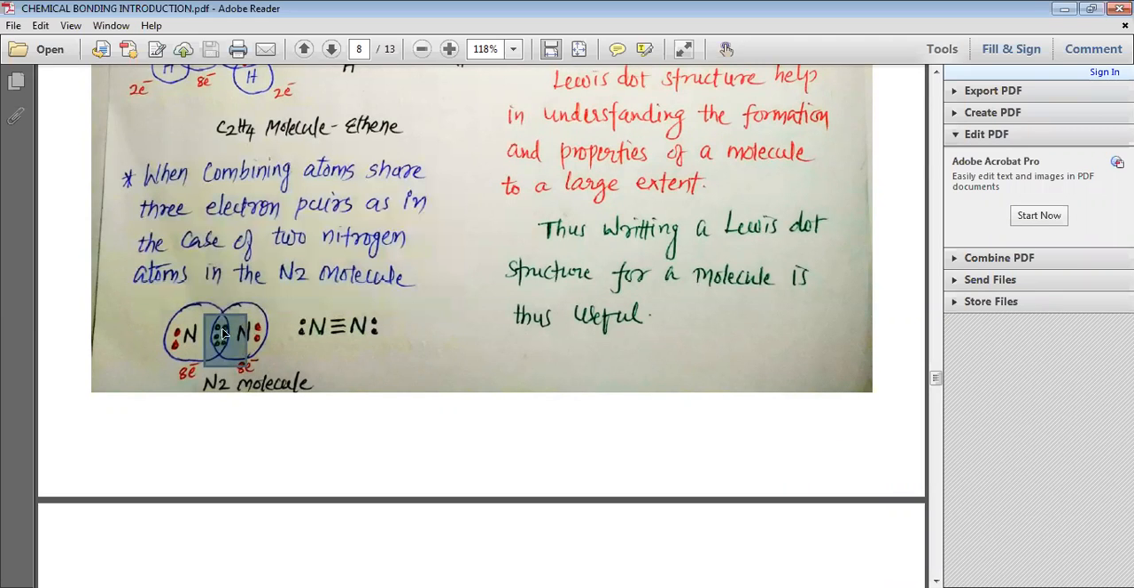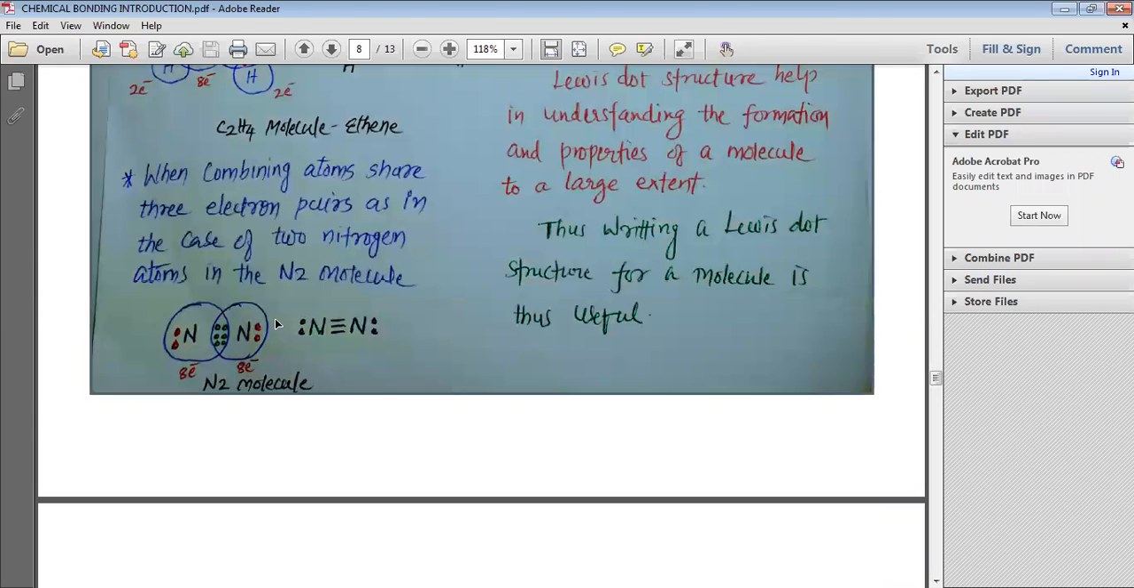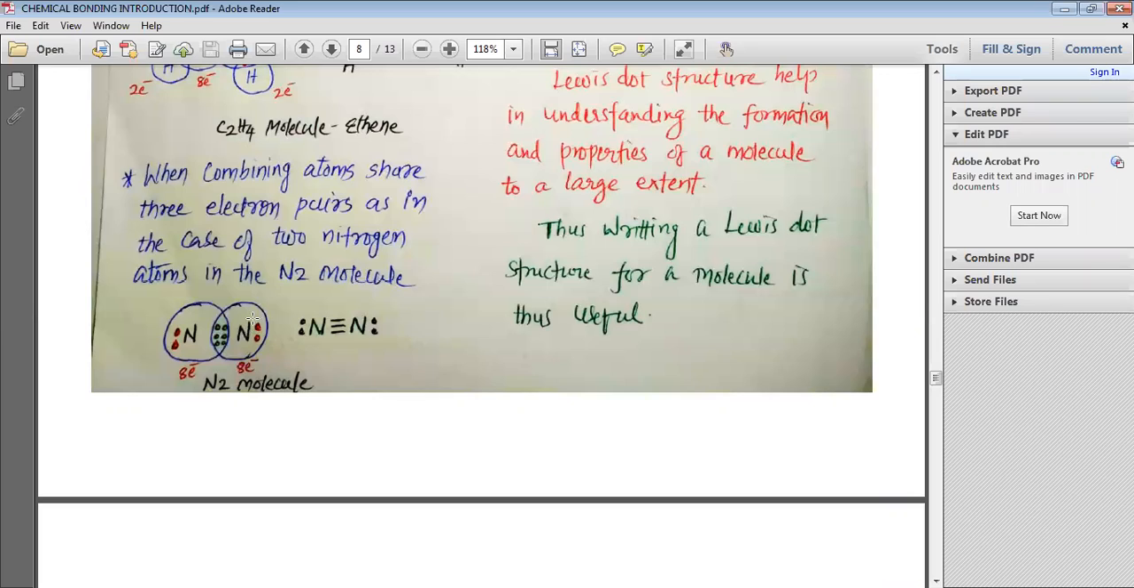You can see 1, 2, 3, 4, 5, 6. So each nitrogen atom has shared 3 electrons, so a total of three covalent bonds have been formed. And you can see that 2 electrons are present as a lone pair on each nitrogen. So nitrogen had a total of 5 electrons.